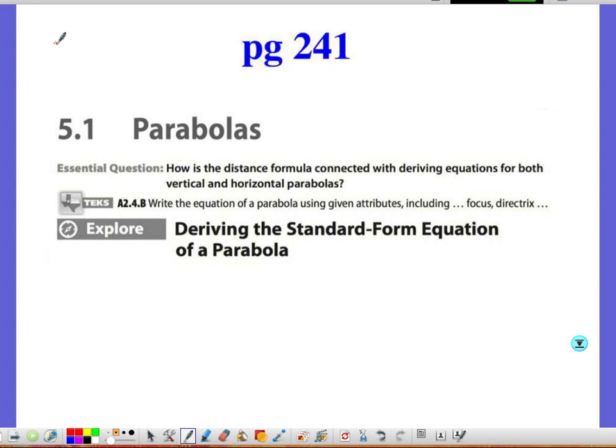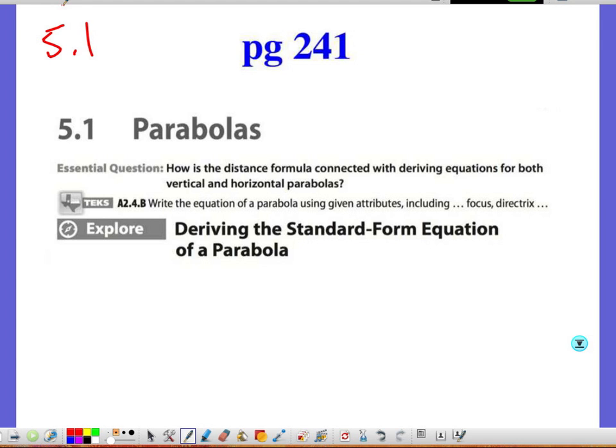Hello, and this video is going to be on lesson 5.1 where we talk about parabolas. It begins on page 241. So the essential question here is, how is the distance formula connected with deriving equations for both vertical and horizontal parabolas?